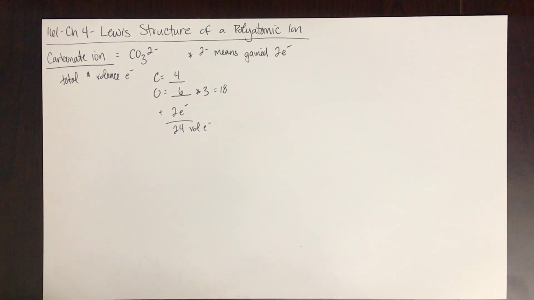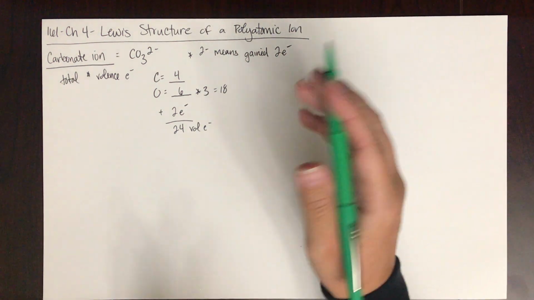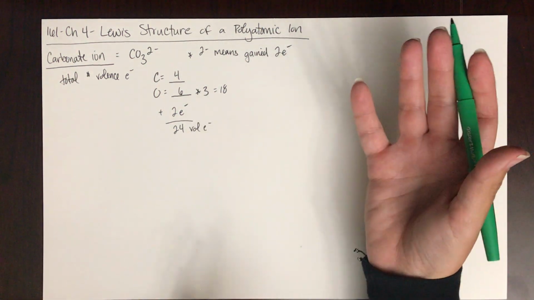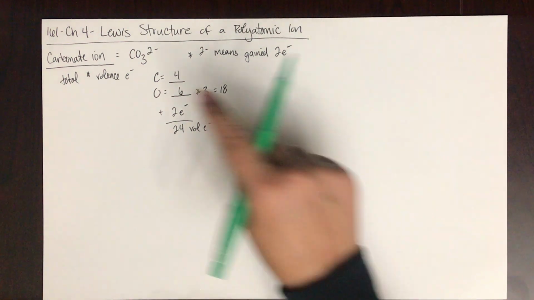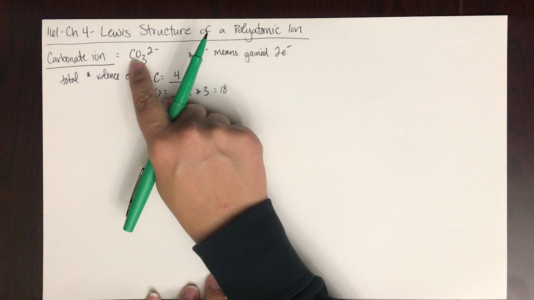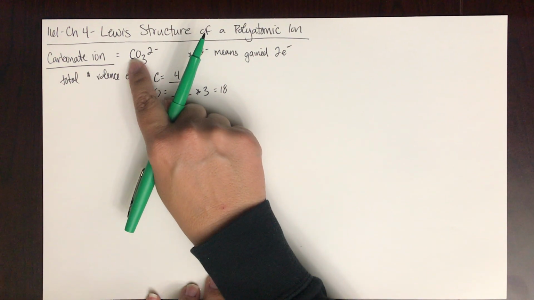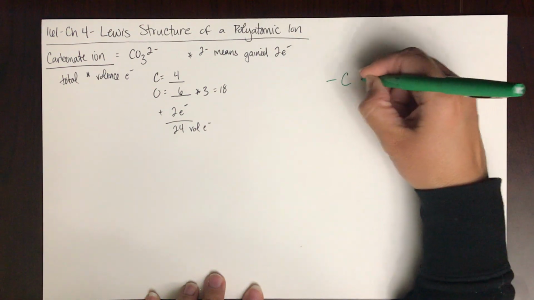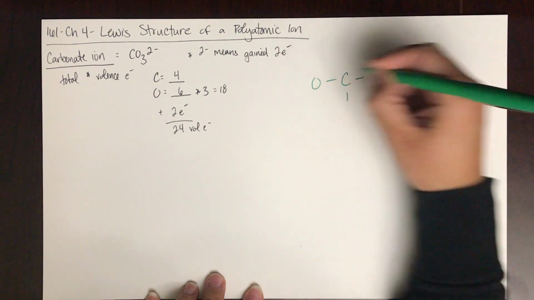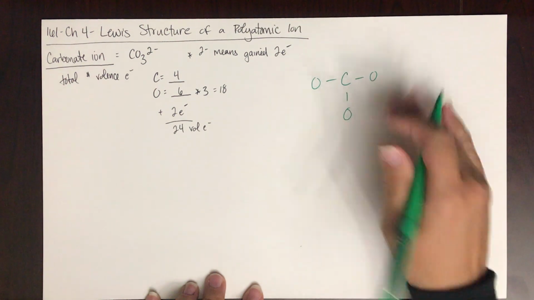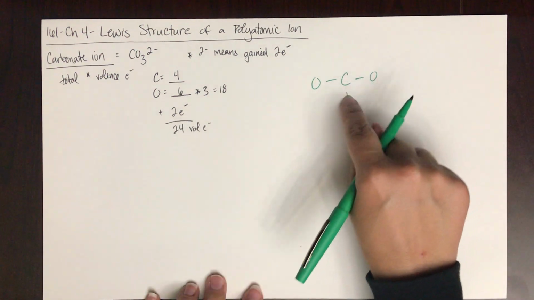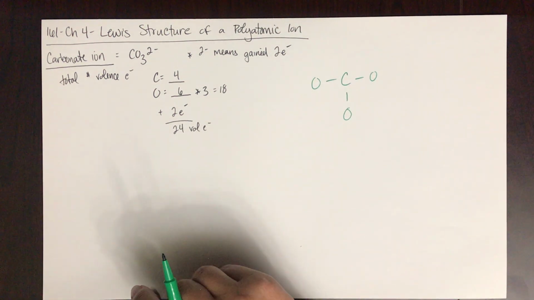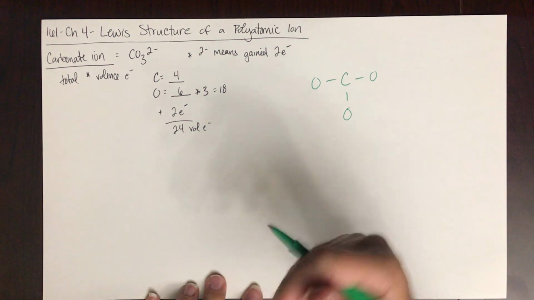So let's see what we can do. Anytime you, first of all, you know the molecule wants to be symmetrical. Also, you put the atom with the greatest bonding capacity in the middle, which is carbon. Carbon wants to make 4 bonds. Oxygen only wants to make 2. So I'm going to put carbon here, and I'm going to put the oxygens around. So far I've used 6 electrons, 2, 4, 6. So now I am going to start distributing.